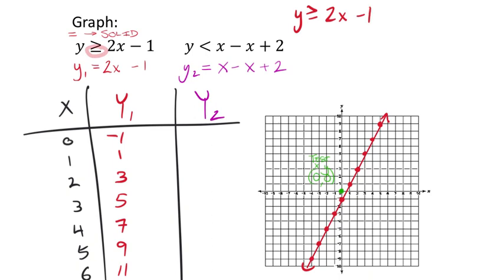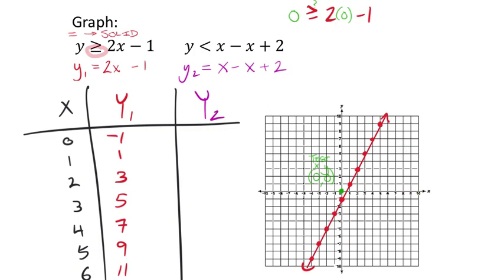We are testing the ordered pair where x is 0, because it's the origin. So I replace the x with 0. And then I replace the y also with 0. And then I see if this is true. Now, if it is true, I will shade the same side of the line that the point is on, which would be this side. If it's false, then I'll have to shade the other side of the line.